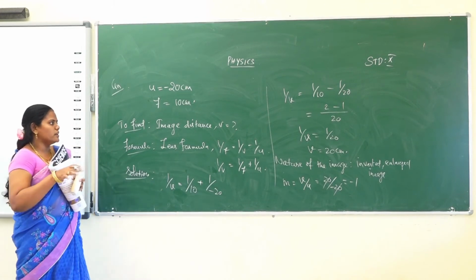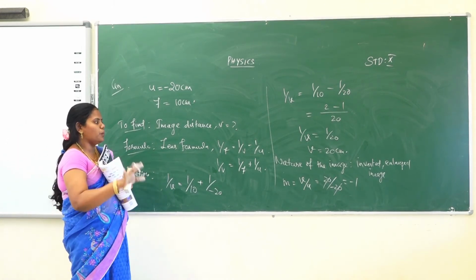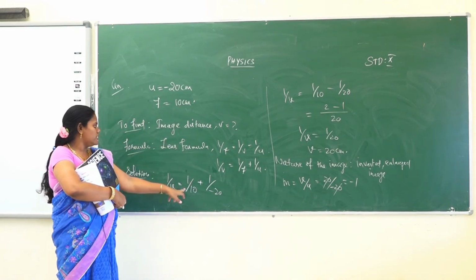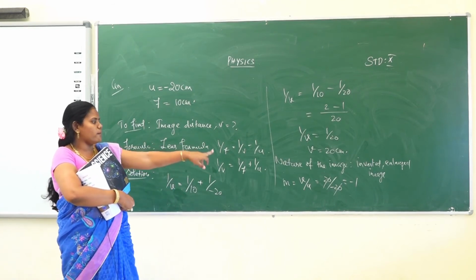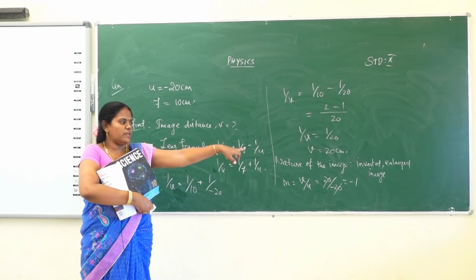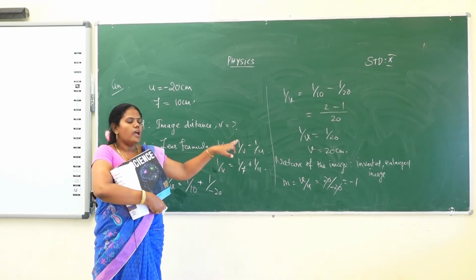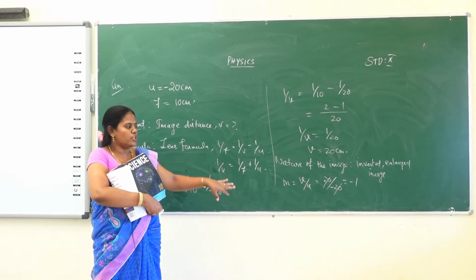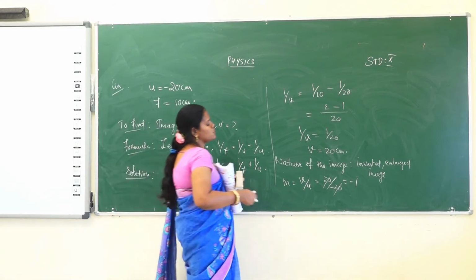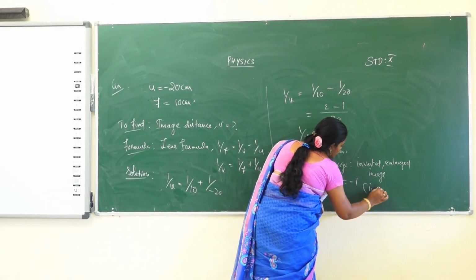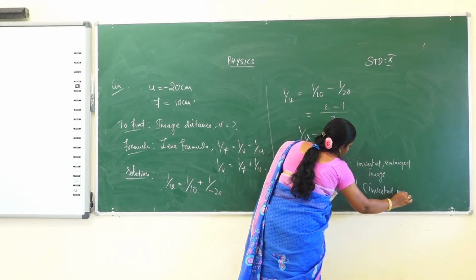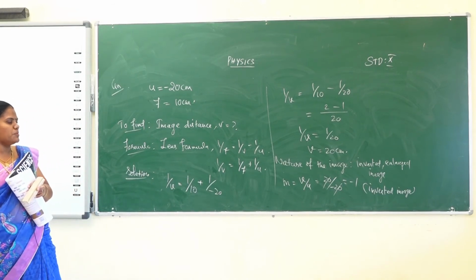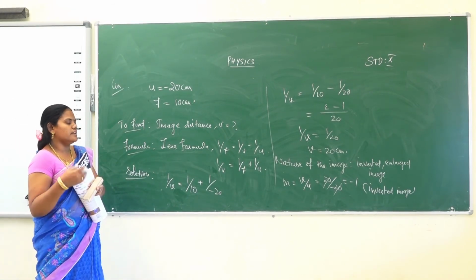Okay, so how did you solve this problem? U value is given, so easily find out the V value first. So calculate the V value. Then you have to decide the nature of the image, that is the inverted enlarged image, and next we calculate the magnification. Magnification M is equal to V by U. Substitute the V value and the U value, 20 by minus 20, that is minus 1, which indicates the inverted image. Okay students, please note down all the steps to be followed to solve this problem. So easily the other problem can be solved.